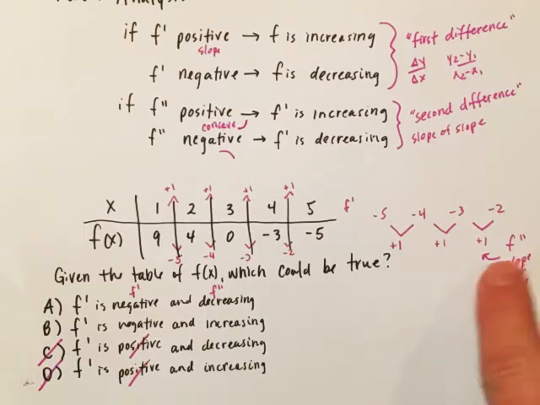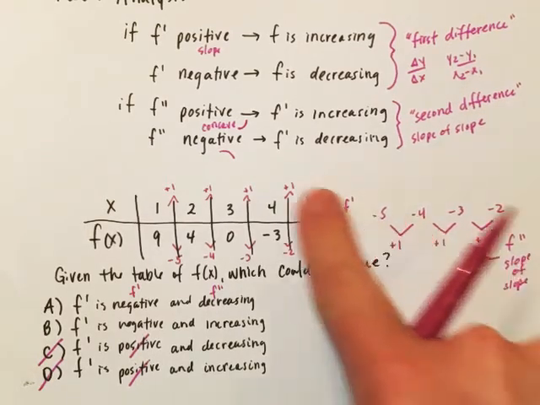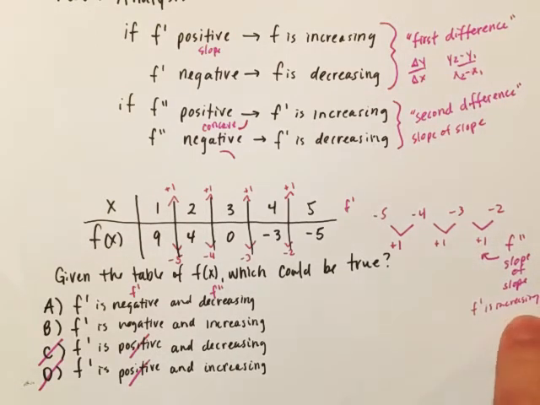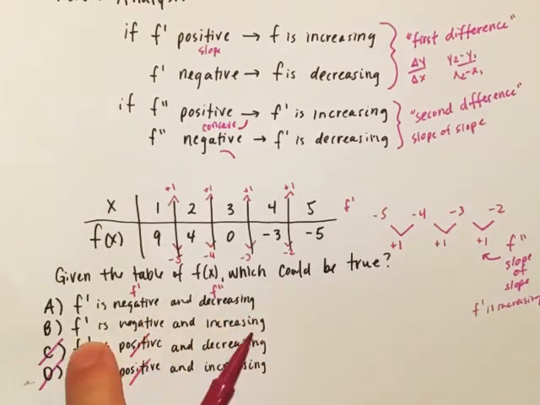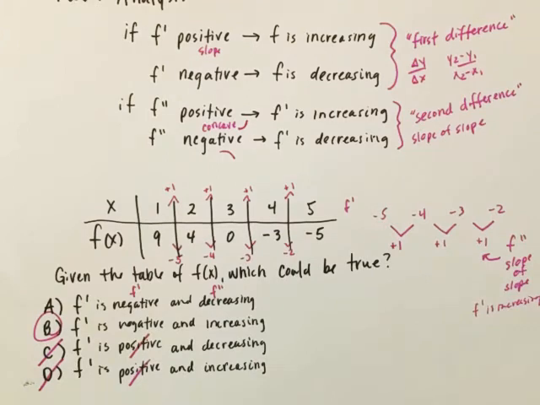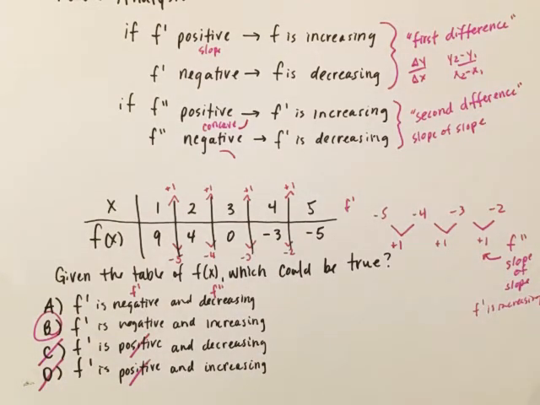So what does that tell us? If f double prime is positive, that tells us that f prime is increasing. So f prime must be increasing. We must have some kind of concave up feature here. So we're just going to look for where f prime we already found is negative, but it's also increasing. So once again, just kind of thinking about why that is, just the difference between the first difference, f prime, and the second difference, f double prime.